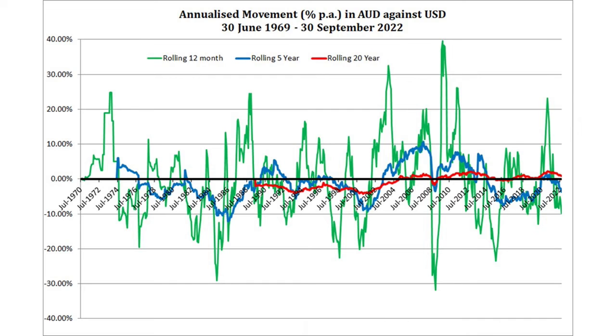While short-term returns will almost certainly be heavily affected by volatile currency movements, over the long term, currency movements tend to have little impact on real, that is, after inflation, investment returns. This is borne out by the chart that's now shown, which is the annualised movement in the Aussie dollar against the US dollar, and it could have been any currency, for the following rolling periods for 12 months, 5 years and 20 years, from 30 June 1969 to 30 September 2022.